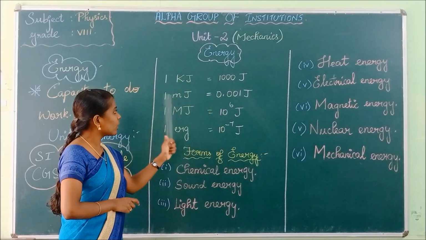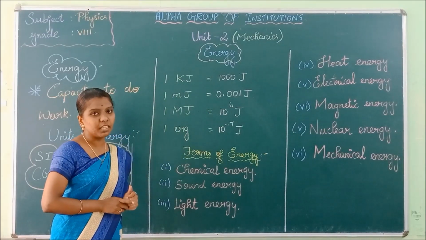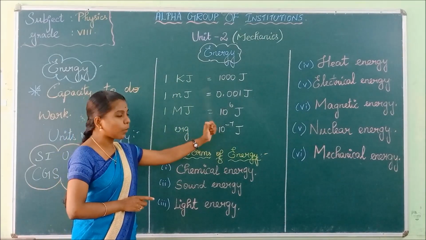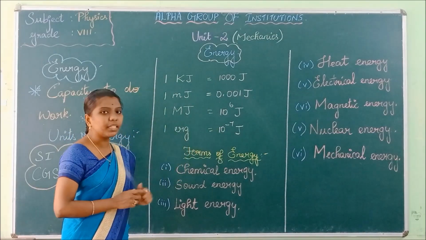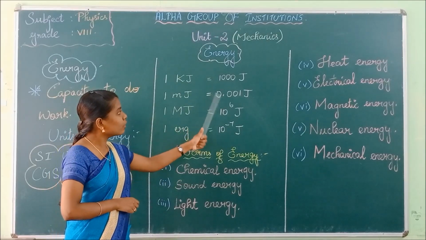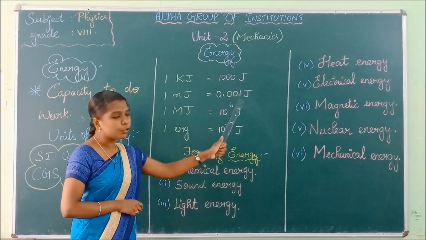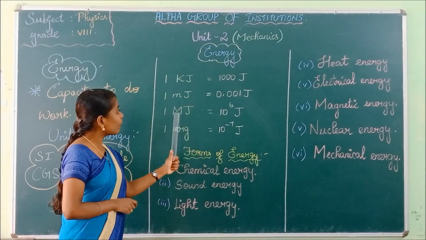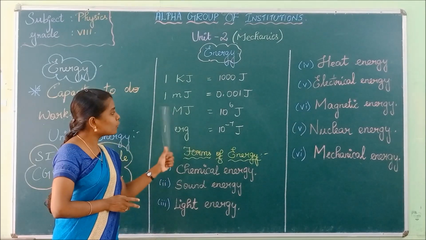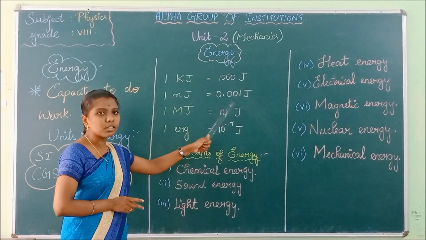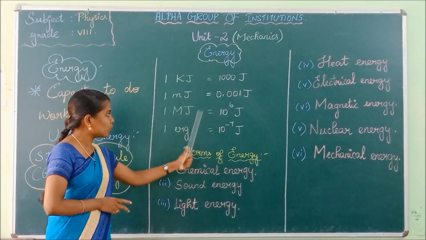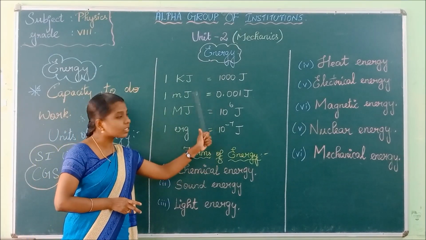1 mJ. This m stands for milli. 1 millijoule is equal to 0.001 joule. Milli is nothing but 10 power minus 3. So 10 power minus 3 is nothing but 0.001 joule. 1 capital MJ is nothing but 1 megajoule. 1 megajoule is equal to 10 power 6 joule. Mega is nothing but 10 power 6.